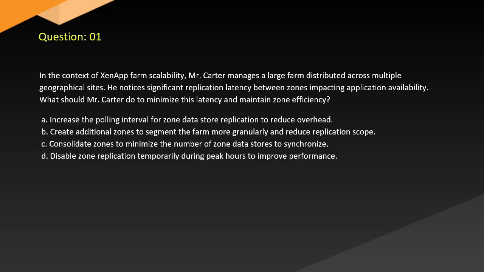A. Increase the polling interval for zone data store replication to reduce overhead. B. Create additional zones to segment the farm more granularly and reduce replication scope. C. Consolidate zones to minimize the number of zone data stores to synchronize. D. Disable zone replication temporarily during peak hours to improve performance.